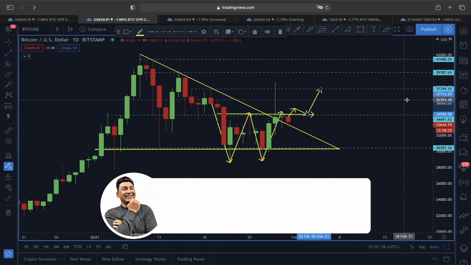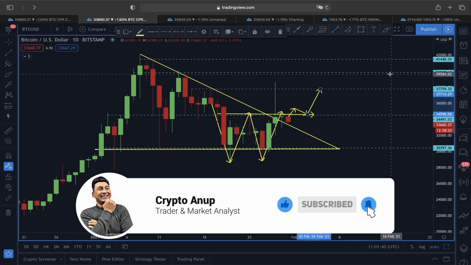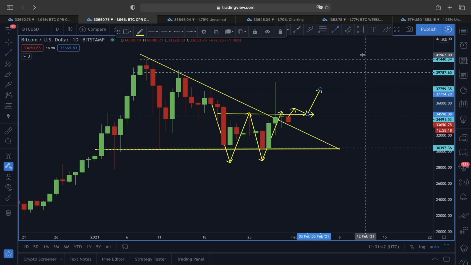You can see the upper target here is around 37,700 price level, and the next target is going to be almost around 40,000 and the 41,500 price level.